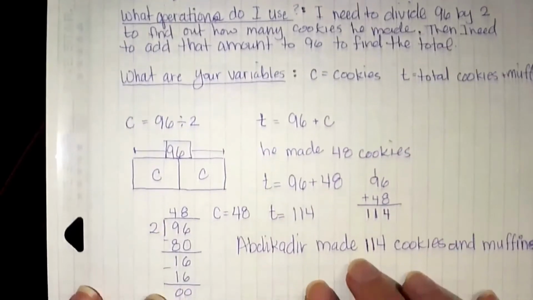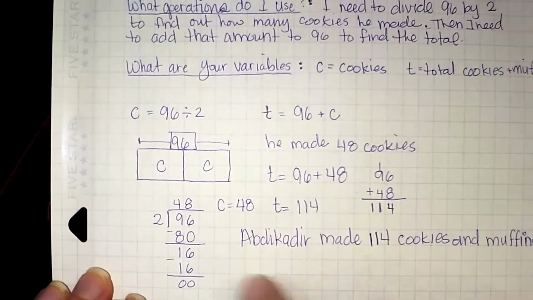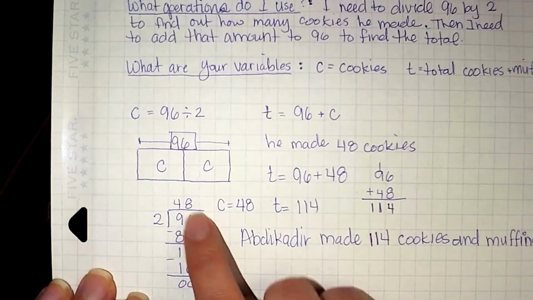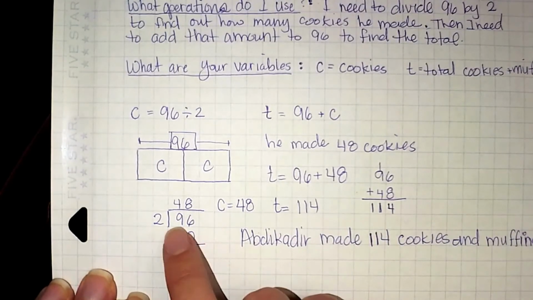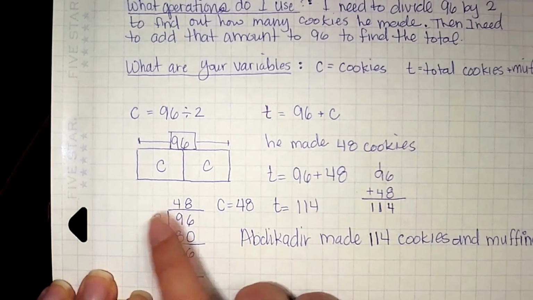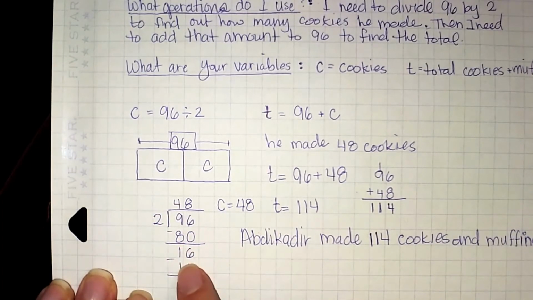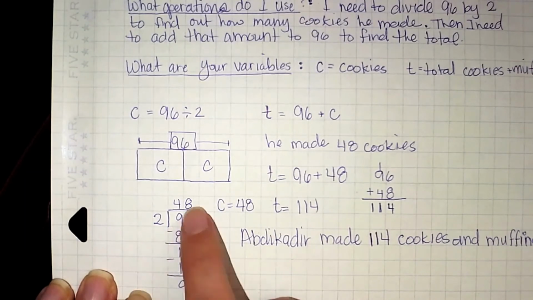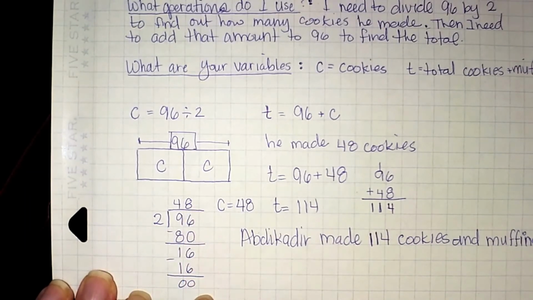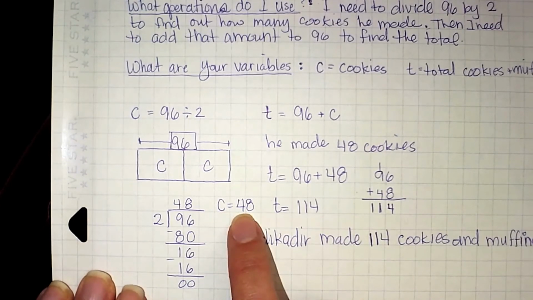Now I did my long division down here. 2 goes into 96 48 times. So 2 goes into 90 40 times. So 2 times 40 is 80, and I subtracted off the 80, and I'm left with 16. And then 2 times 8 will give me 16. I subtract that off and I have 0. So the number of cookies he made was 48 cookies.